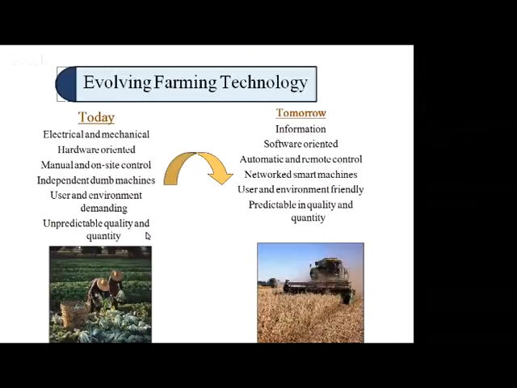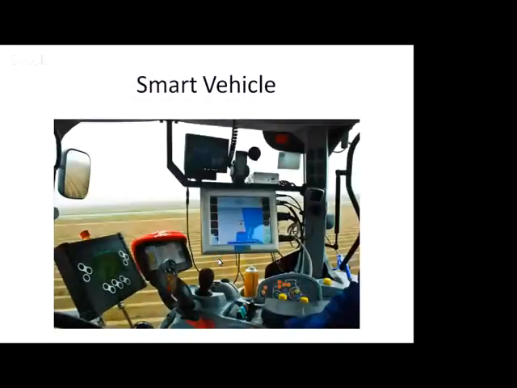Unpredictable quality and quantity in today's machines, but there will be predictability of the quality and quantity. We'll be knowing how much is happening. So you can see the picture here, the smart vehicle which is used, the human machine interface connected here is so sophisticated. It is as if you are sitting in an aeroplane, in a fighter aircraft kind of thing. All the gadgets are there. And don't think this is any fiction story that I'm showing. This is actually happening in developed countries, and in our country the scenario is changing.